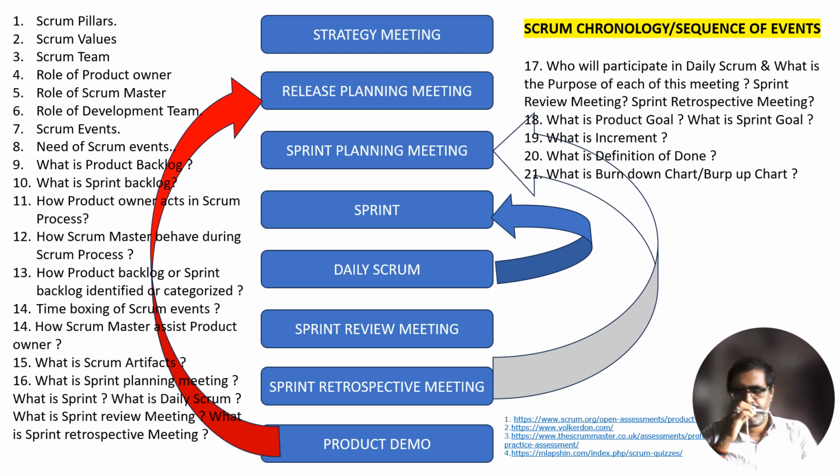So we are now in a position to discuss the Scrum chronology of events. First, as a Scrum event, the strategy meeting is considered. Second, release planning meeting. Third one, sprint planning meeting. And fourth one, sprint. Fifth event is daily Scrum. Sixth one is sprint review meeting. And so seventh one will be sprint retrospective meeting. And finally, product demo.